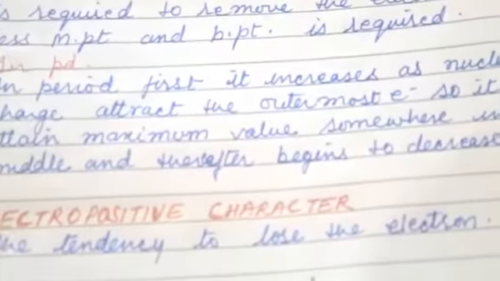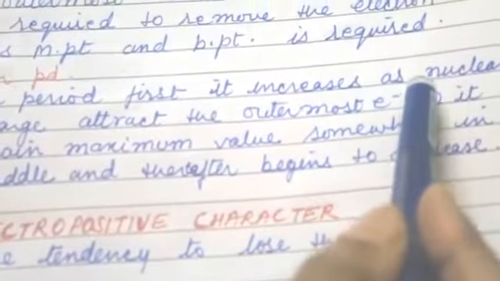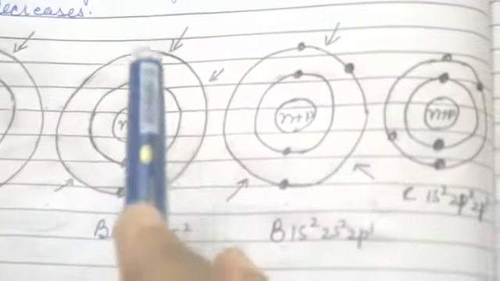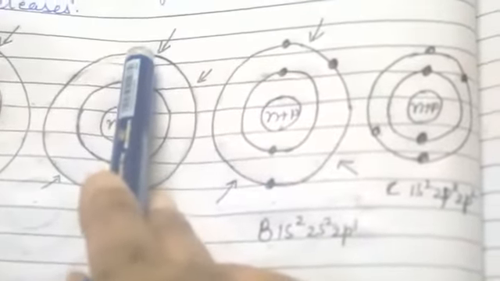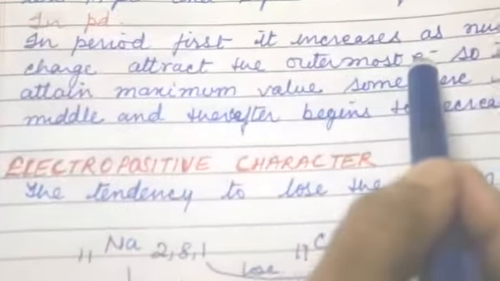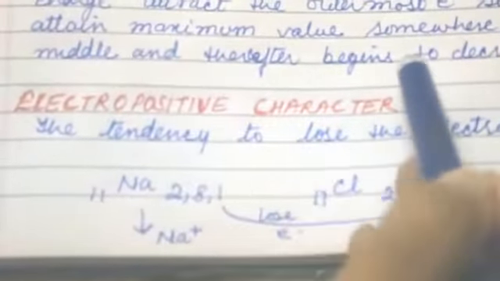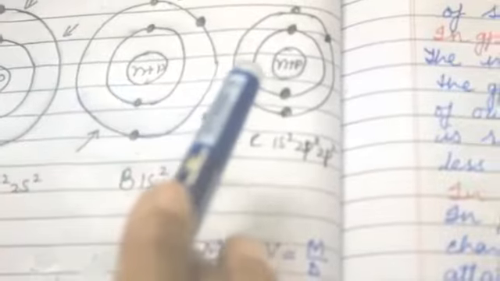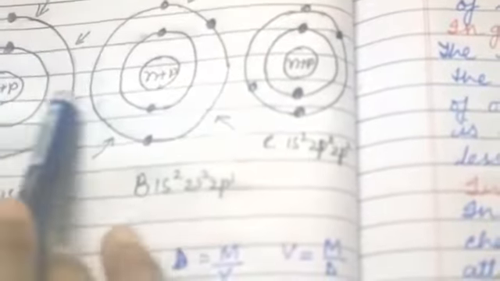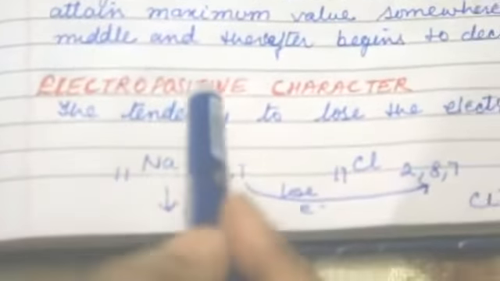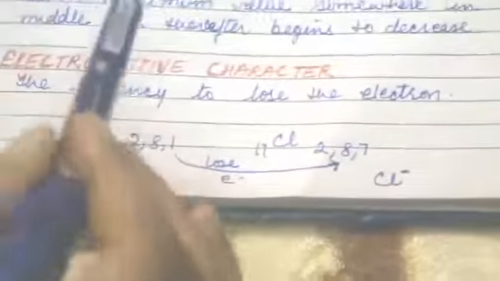In a period, as we go left to right, it first increases because of the nuclear charge; it is difficult to remove the electron because of the nuclear charge. So we get a higher melting and boiling point. So in a period it first increases as the nuclear charge attracts the outermost electron, attains a maximum value somewhere in the middle, and thereafter begins to decrease, because on the right-hand side most of the elements are non-metals in a gaseous state. So that is why the melting and boiling points decrease.